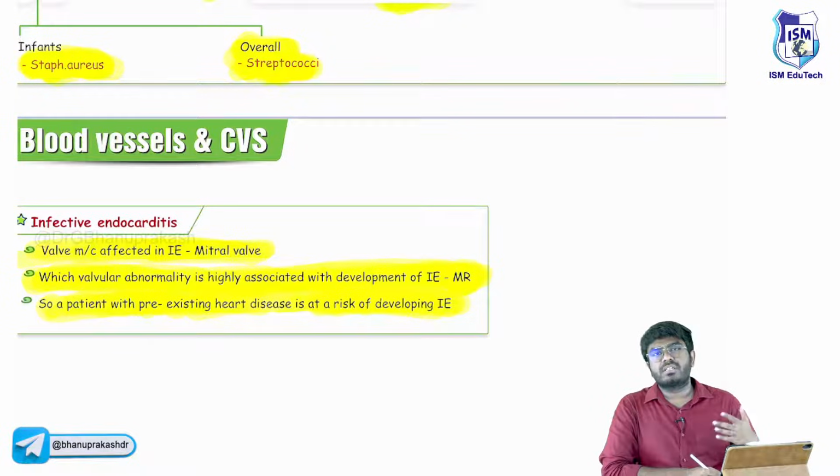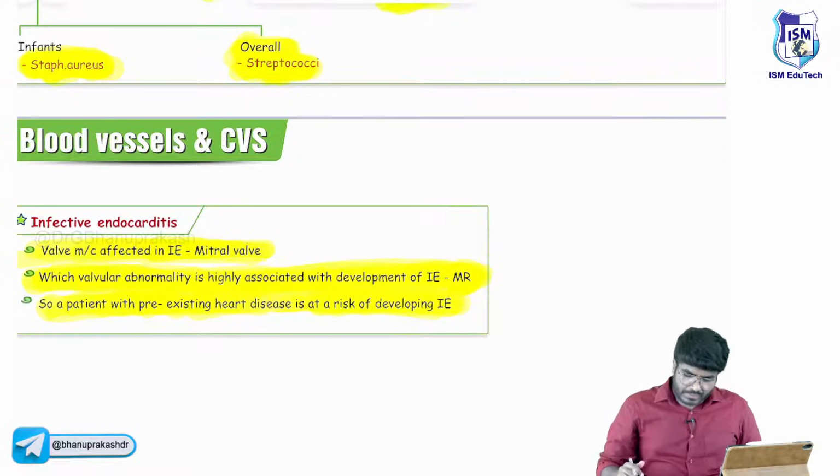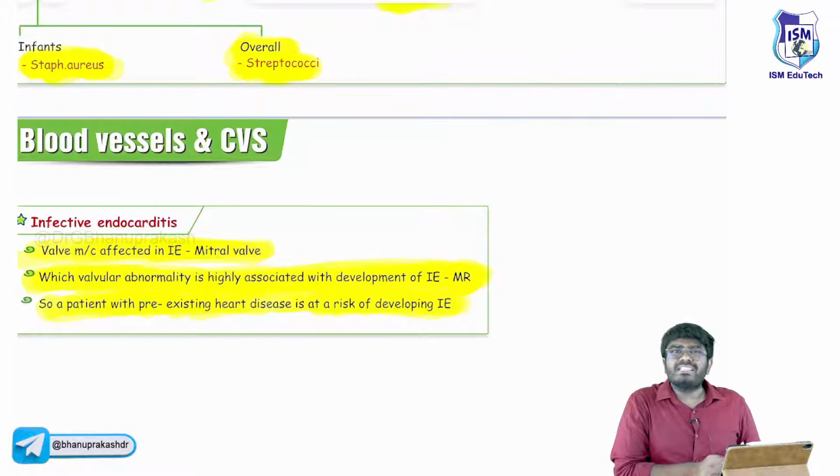Mitral valve prolapse, because mitral regurgitation is usually associated with acute rheumatic heart disease. In the developed countries, acute rheumatic heart disease cases are very few. So in those countries, mitral valve prolapse is highly associated with the development of infective endocarditis. But usually in Indian exams, mitral regurgitation is the answer. Having said that, now what is the criteria?